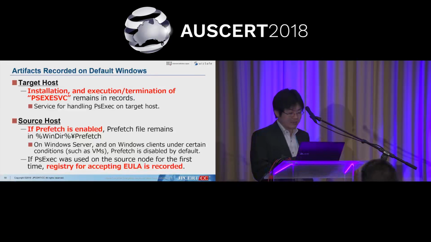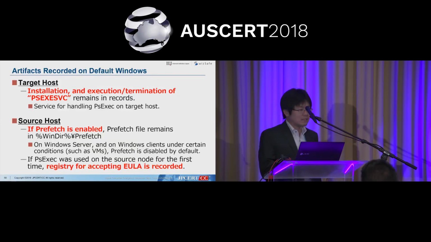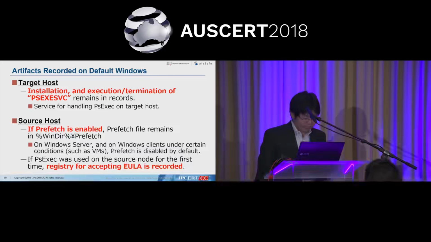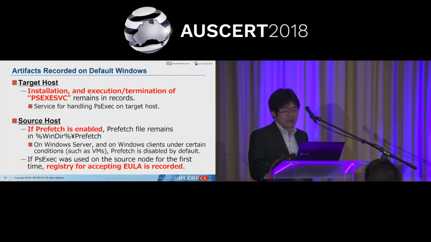The other thing that might remain on the source host is this: when you execute PSExec for the very first time, you're going to see a dialog asking, do you accept the license agreement? If you say yes, then the record of saying yes remains in the registry. So that would be another thing that would remain on the source host. But again, if PSExec has been used on that host in the past, then it won't help. So we need something to figure out the execution of PSExec.